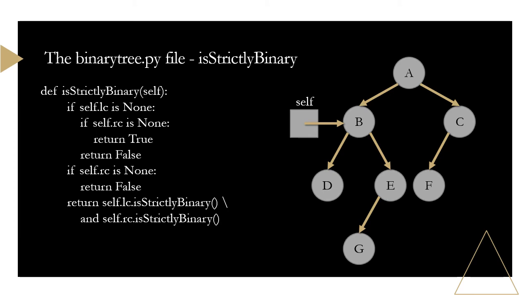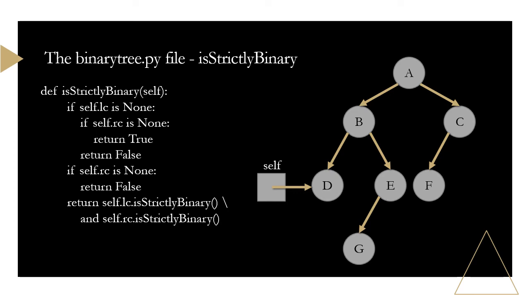Does B lack a left child? No. The first if is not met. Does B lack a right child? No. The second if is not met. So the function is called again first for the left child of B, and we pass pointer of the left child of B to the function. In the new function instance, self points to D.